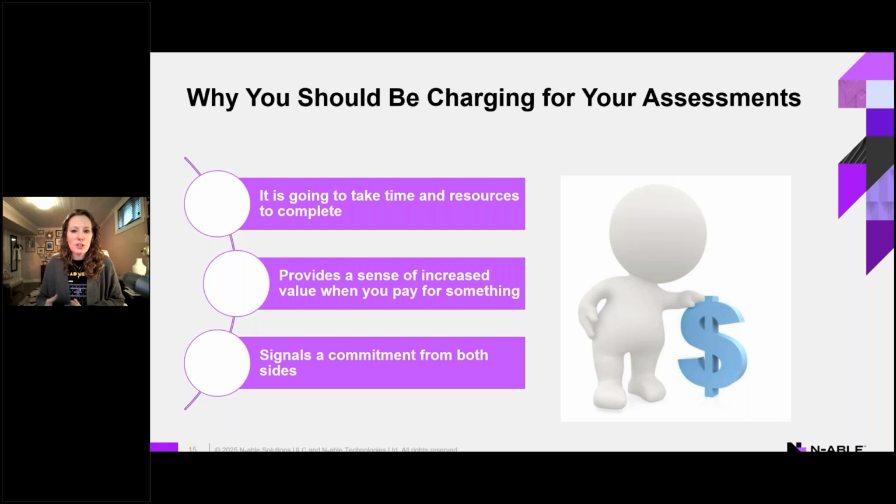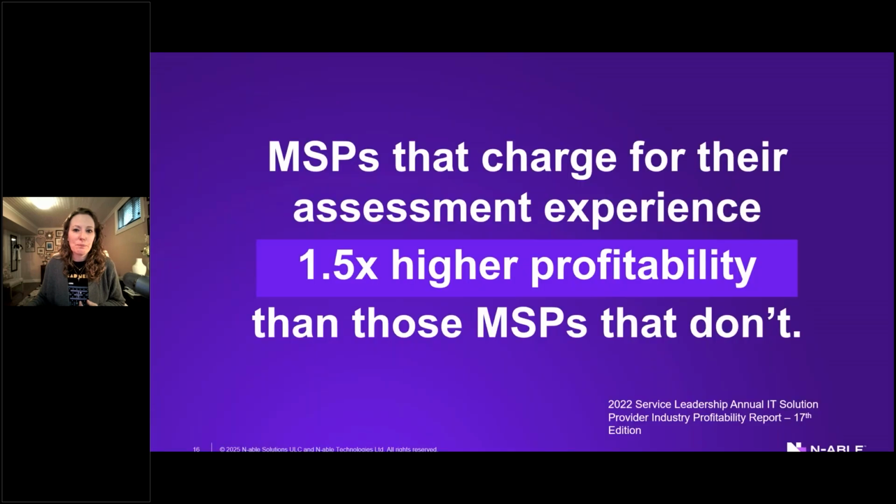Also, charging for your assessment signals the commitment to engage from both sides: from the prospect, that they're serious in potentially working with you and establishing that partnership with you. And then, from you to the prospect, that you're making a commitment to take this step seriously as well, and that you're equally as motivated to start that partnership with them, using your best, most qualified resources to demonstrate that commitment.